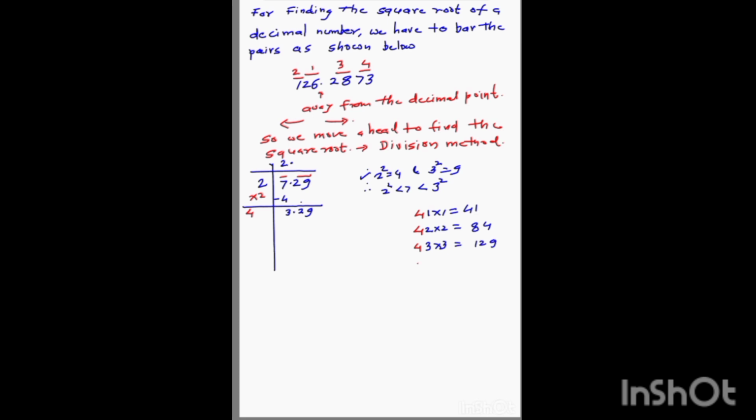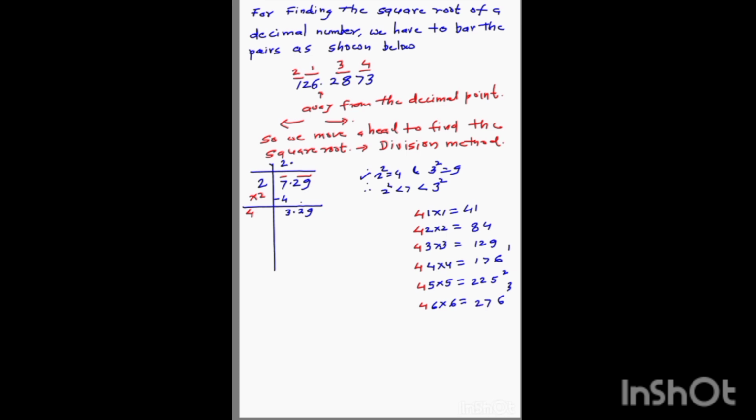44 into 4: 4 fours are 16, so 6, carry 1, that is 176. 45 into 5: 5 fives are 25, so 5, carry 2, then it is 225. If you have enough practice, then you need not start from 1; you can start from in between. For that you need enough practice, meaning you have to solve as many examples as you can, and if you go on solving, this is very easy. So 46 into 6 is 276.